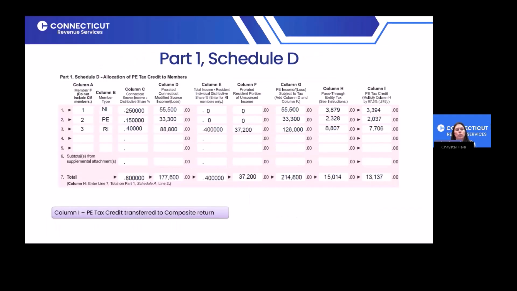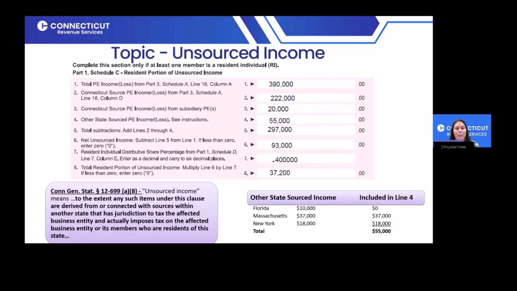So we have reduced line 1 by lines 2 through 4 to come up with a net unsourced income of $93,000. And we're only going to include our resident individuals when determining our unsourced income. So in our example, we have one resident individual with a 40% distributive share, resulting in a total resident portion of unsourced income of the $37,200 that we had calculated and included on Part 1 Schedule B.